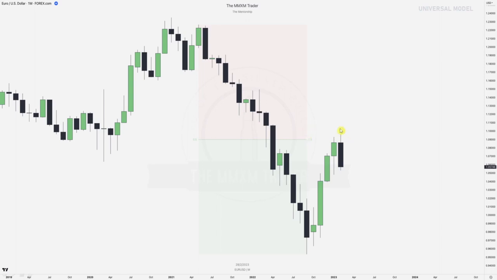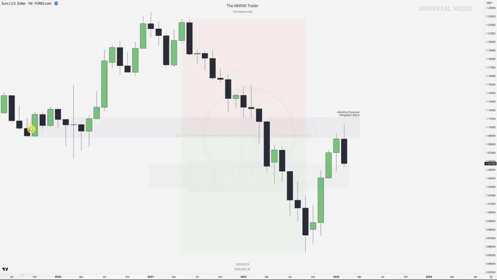Now, does it make sense we go down from here, right? We're looking for mitigation blocks. We've got this monthly premium mitigation block in line with this area over here. What do we have over here again, right? That redelivered, rebalanced PD array, right? Down, up, next candle down. We can see this area is balanced already, so no need to go up higher if we are bearish. So we can see this rejection, and it is in line also with this mitigation block. So long-term perspective, we are bearish, right?